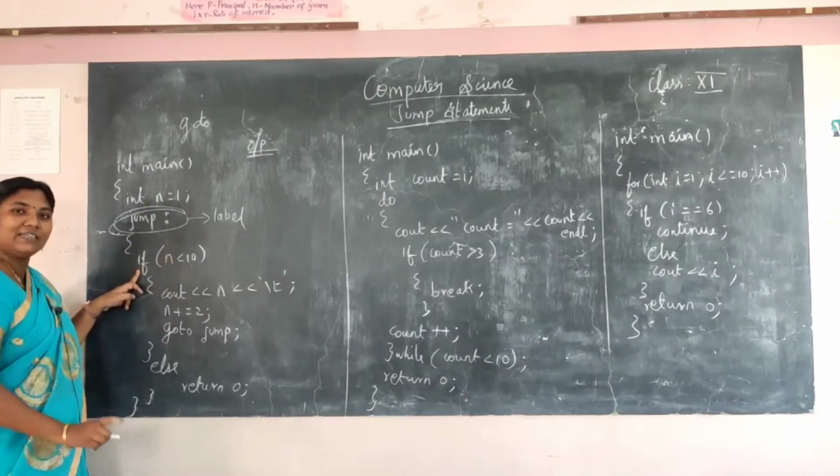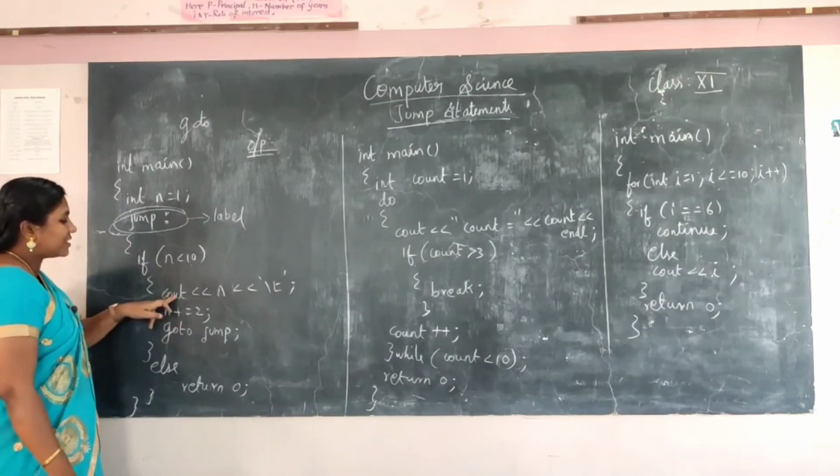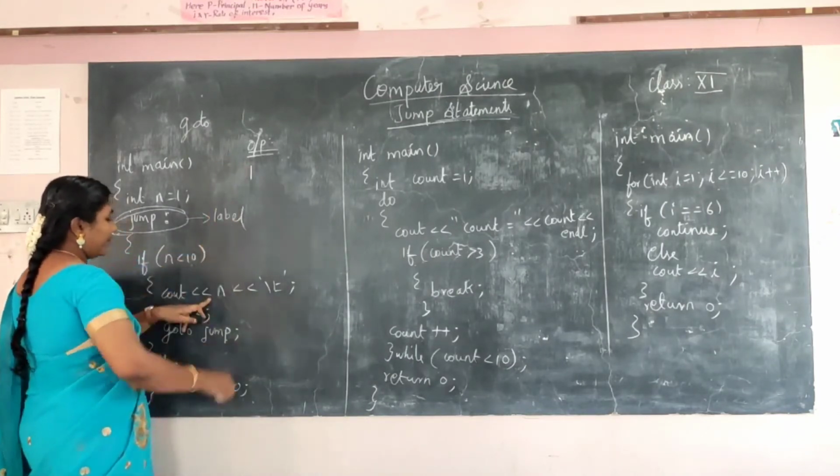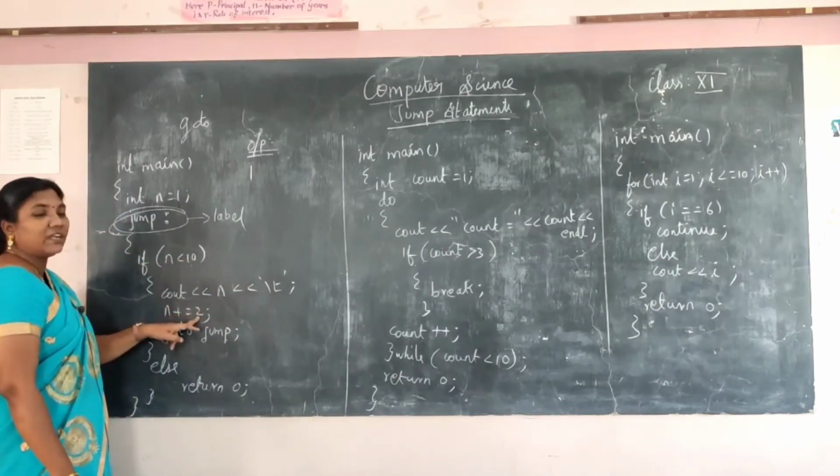1 is less than 10. Condition true. So then it will get inside the if structure. So cout n. So first 1 will be printed. Cout n, then add tab space. Okay. So n is equal to n plus 2.